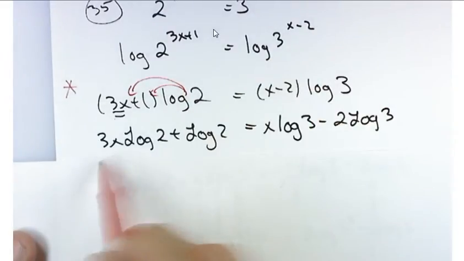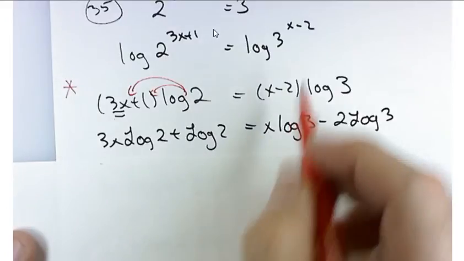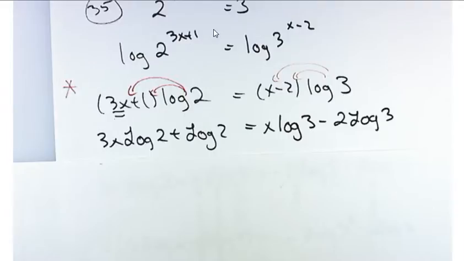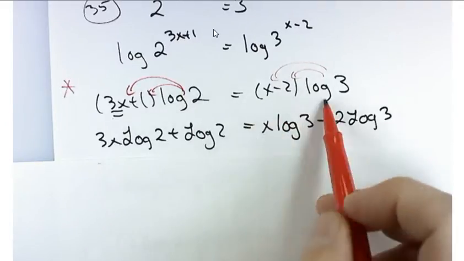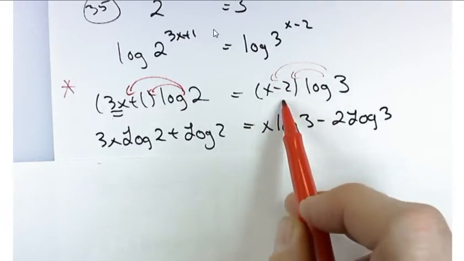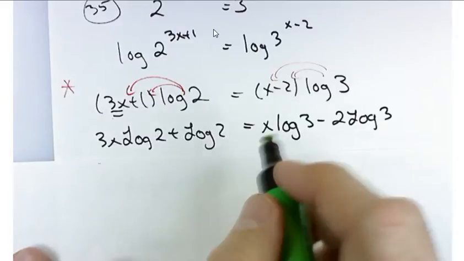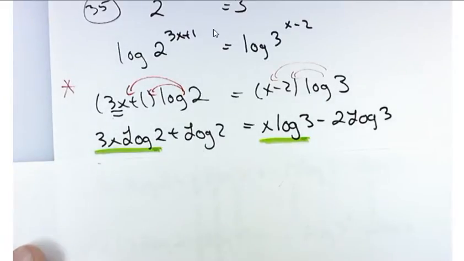Likewise, this term needs to distribute itself to both of these terms. So x times the log of 3 minus 2 times the log of 3. And that gives me x on two different sides of the equation. I have x on the right-hand side and on the left-hand side. So what I'm going to do is move things around. I want to put my x's together. I want to put everything else on the other side.